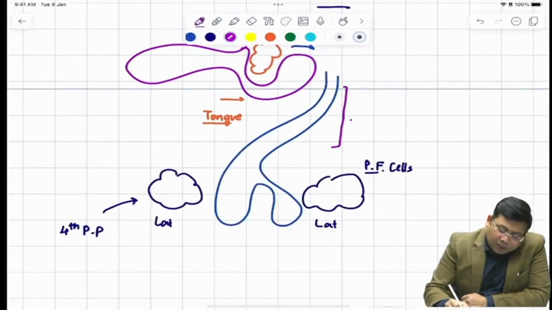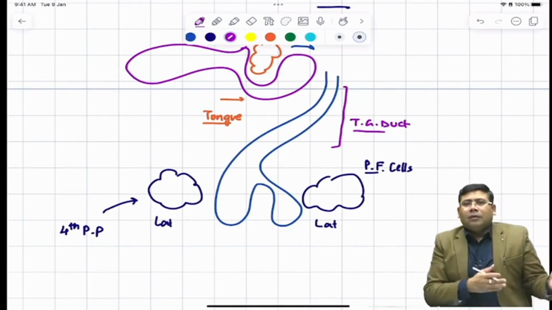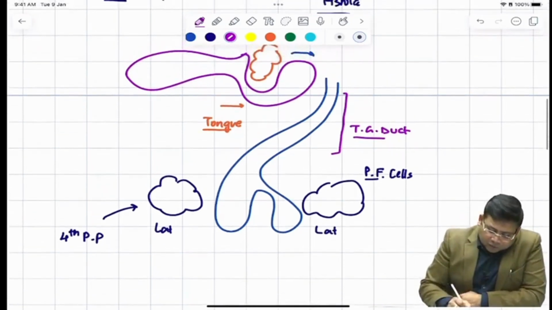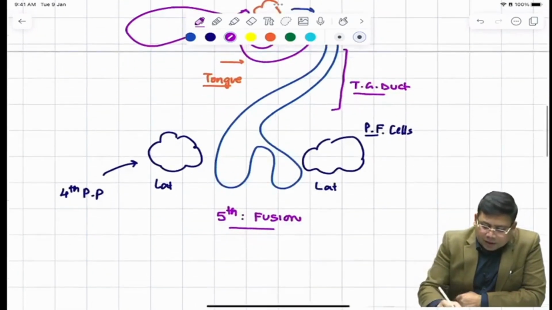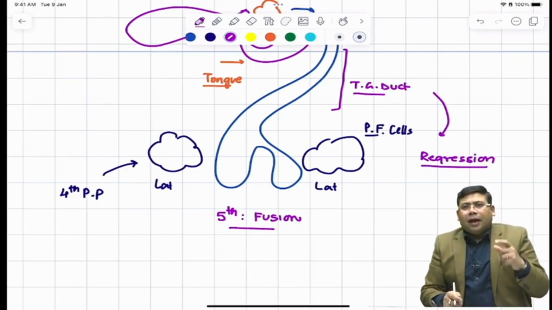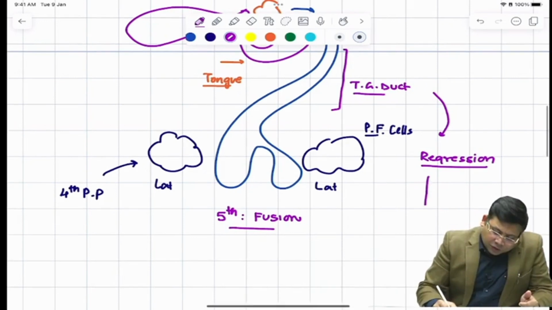This pedunculated part gets the name thyroglossal duct, and the lobes are going to fuse and form the majority of the thyroid. At the fifth week of life the fusion happens, and the moment the fusion happens, the regression of the thyroglossal duct starts. It has to start its regression by the fifth week, and the regression should be completed by the 8th week of life.